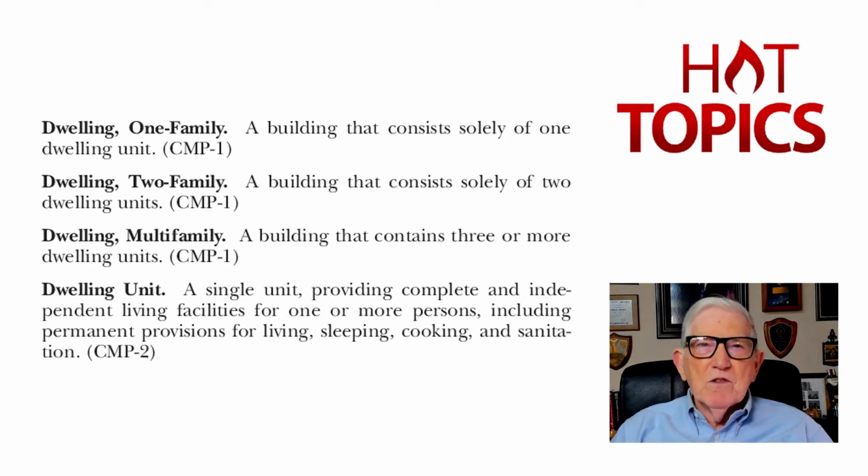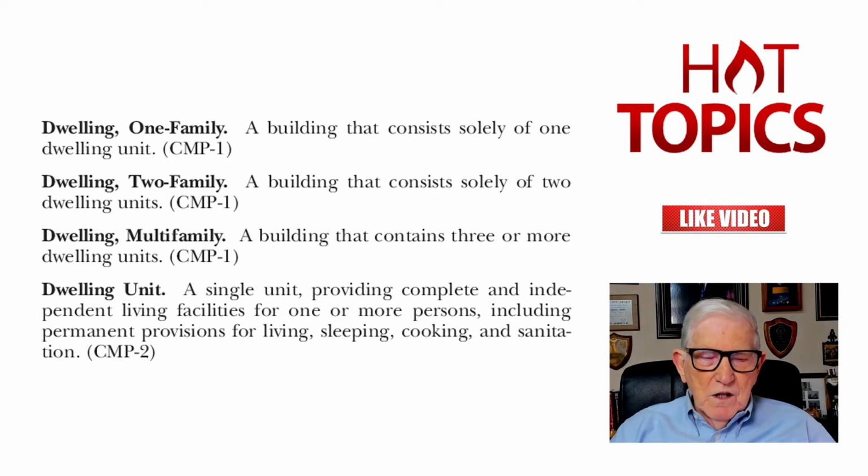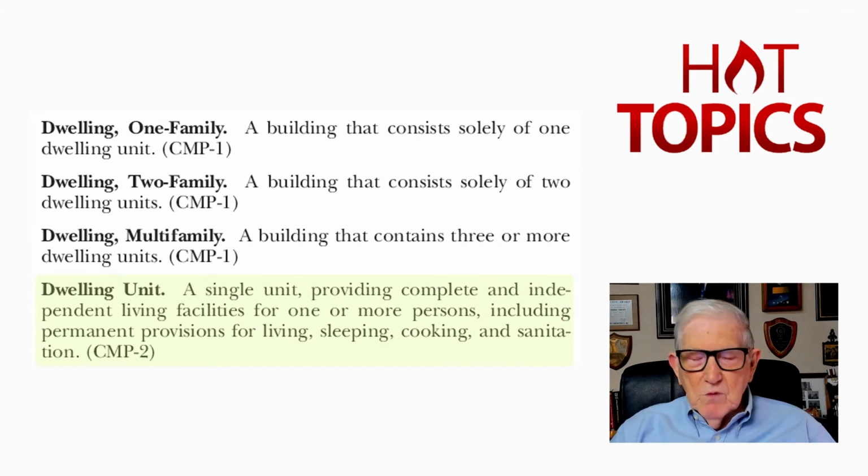Now, going over to page 35 in your code book, on the left-hand side of the page at the very top, you pick up a dwelling unit, one family, and of course, you know it's just a building that consists solely of one dwelling unit. A two-family dwelling, which we'll be talking about today too, is a building that contains two or more dwelling units. Now, a multiple family dwelling would have 3 or more, and they're all defined there. Then directly under the multiple family dwelling, we find the dwelling unit, and that's what's important to us.